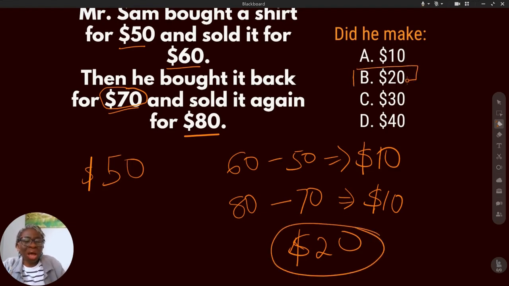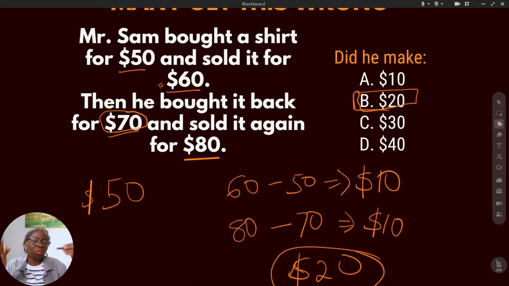So now you don't have to pay attention to the fact that he bought it for $70 and think he made a loss. No, he didn't lose any money because we are not focusing on his capital here. We are focusing on his profit. He first bought it for $50 and sold it for $60. That means he made $10. Then he bought it again for $70 and sold it for $80. That means he made another $10. So he made a total of $20.